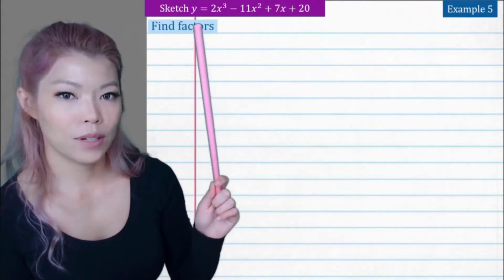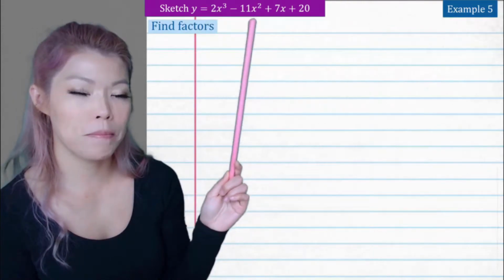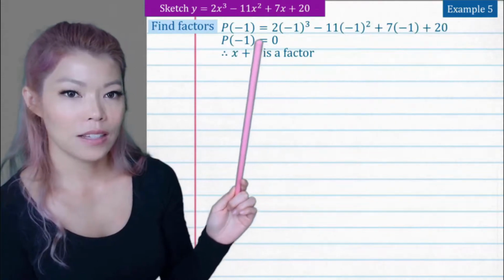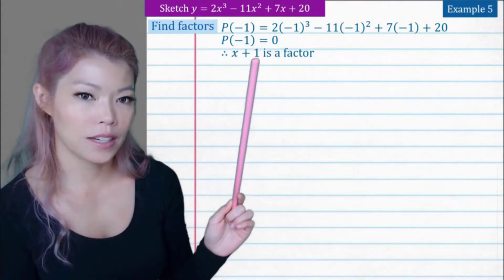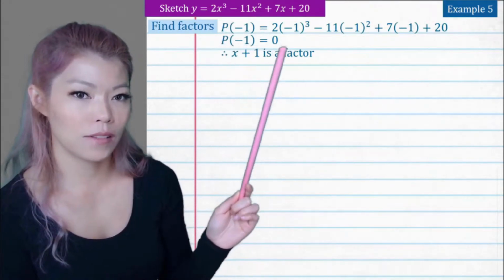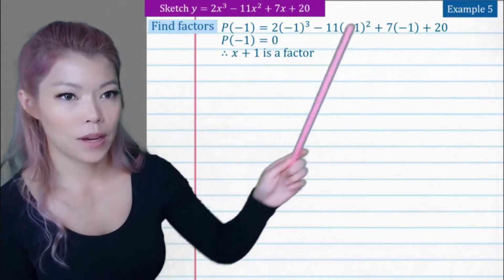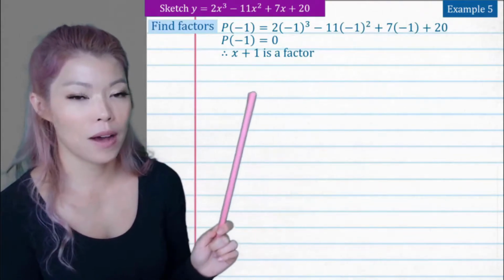So for example, here we have sketch 2x cubed minus 11x squared plus 7x plus 20. So in this example, we can find the first factor. And we can see minus 1 gives us a remainder of 0. So the first factor is x plus 1. By the way, this is example 5 because it's the second part of the previous video.